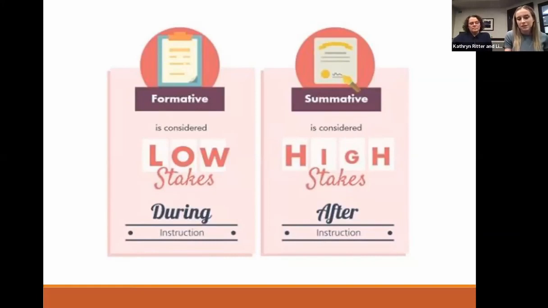Whereas summative assessment is high stakes and typically occurs after the instruction occurs. So you're wanting to see if the students have learned what you were intending to teach them during that course or during that clinical rotation. We'll dive in a little bit more about these details just so we can get more familiar with the differences between these two topics.